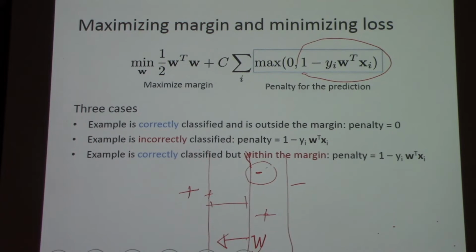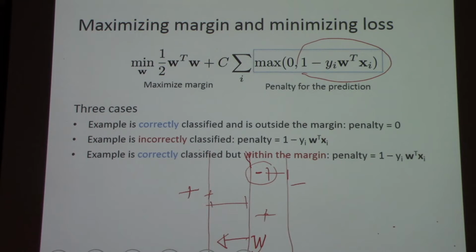That minus, the classification for that minus, is that right or wrong? Correct. It's correct. Y w transpose x is positive or negative? Positive. What about it? Is it more than 1 or less than 1? It's less than 1. So it's correctly classified, and yet it's inside the margin. So even though it's correctly classified, this particular weight vector will have to pay a penalty of basically this distance.